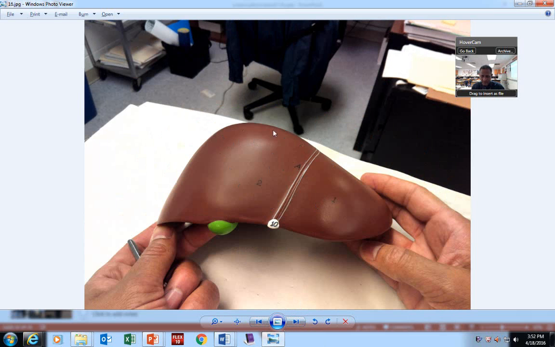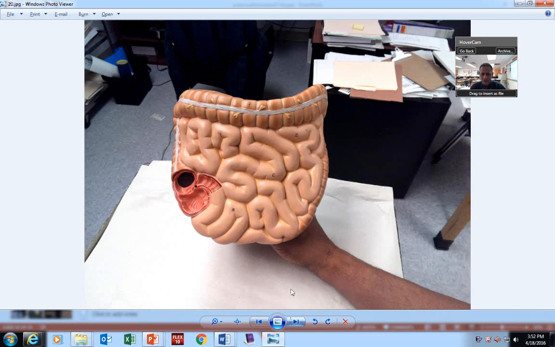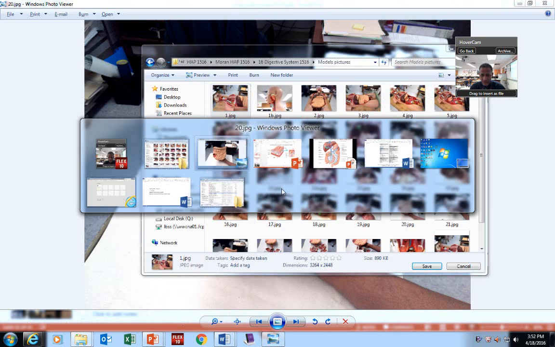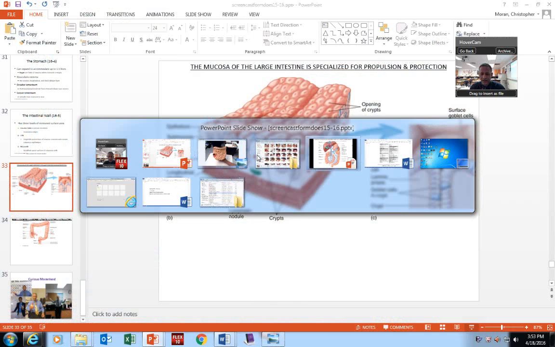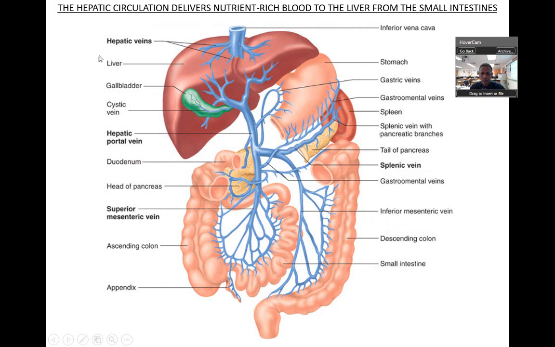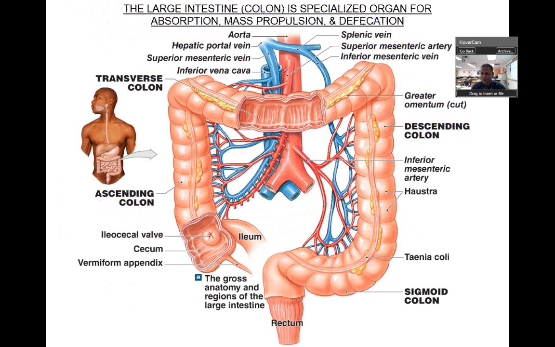But what's happening is you're filtering all this food. There's a lot of glucose, basically the products of digestion going through there. For the large intestine, there's not much for me to show on the model other than the ascending, the transverse, the descending. And let's go back to this. Anything about the hepatic circulation, think about what's going on here: the small intestines, where the digestion and absorption happen. All right, so let's look at the large intestines and kind of finish this up.